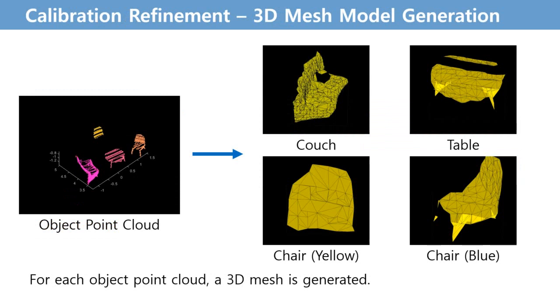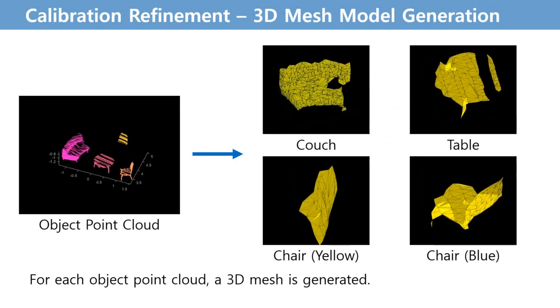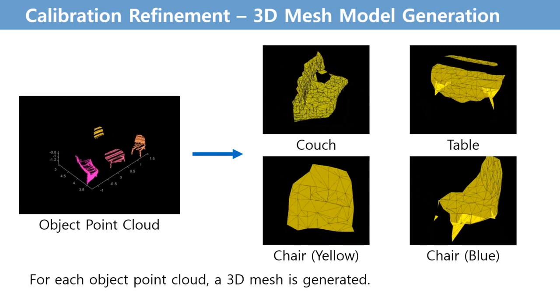The first step of calibration refinement is 3D mesh model generation. The object pose estimation method used in our work needs 3D meshes. So for each object point cloud, a 3D mesh is simply generated.